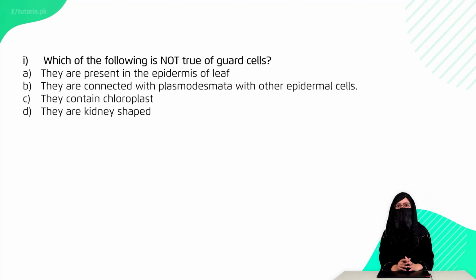So now we will discuss the MCQs of your chapter. पहला MCQ है which of the following is not true of the guard cells? Option A, they are present in the epidermis of the leaf. Option B, they are connected with the plasmodesmata with other epidermal cells. C, they contain the chloroplast. D, they are kidney shaped. The right option है option B, they are connected with the plasmodesmata with other epidermal cells.